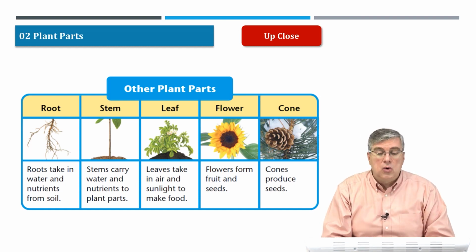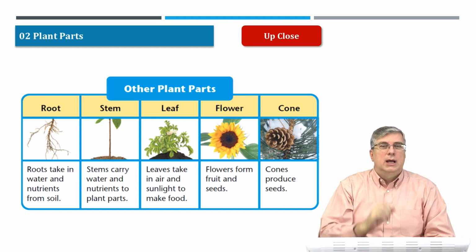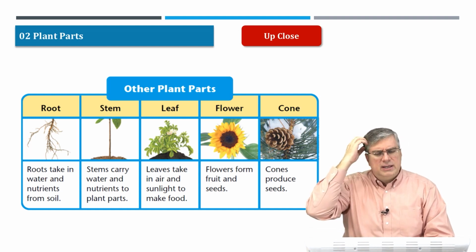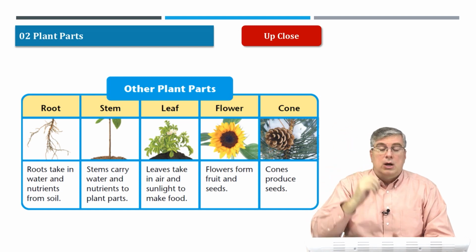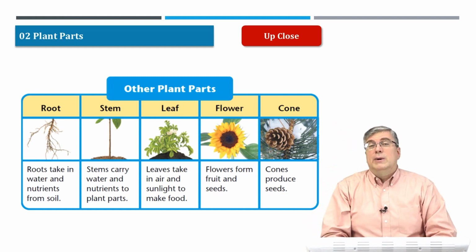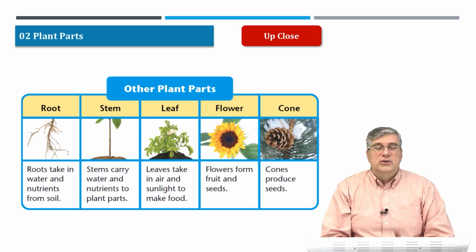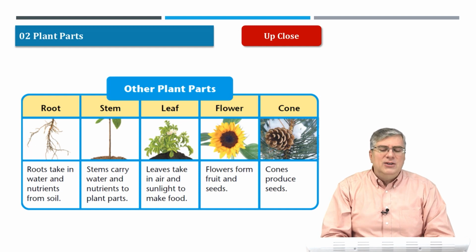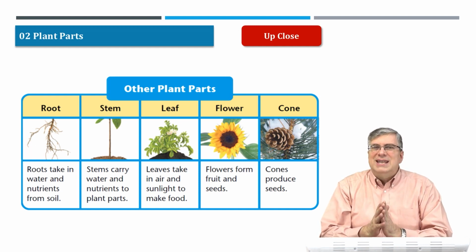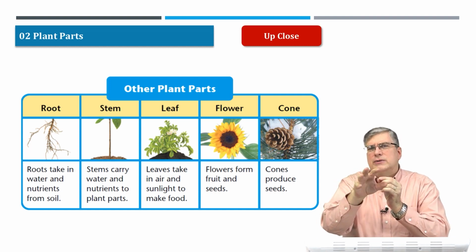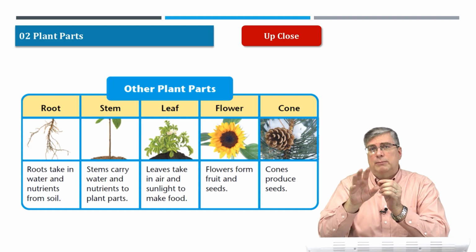Last, we have cone. Now, cones are only on certain types of plants. Where can you find a cone? What kind of plants? Well, cones are usually on what we call pine trees, or you could say fir trees. A fir tree is a type of pine tree. A pine tree is a tree that doesn't really have leaves. It has needles.